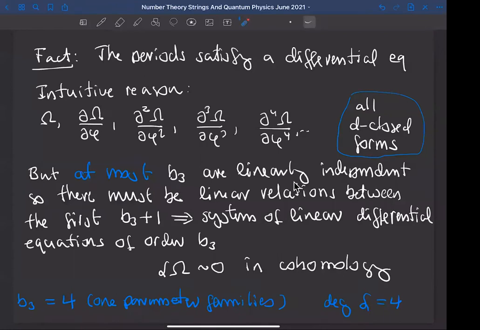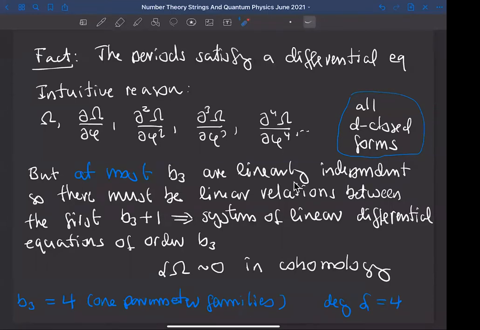But of course, at most b3 are linearly independent. b3 is the third Betti number, the dimension of H3. So only at most b3 of them can be linearly independent. So there must be a relation between the first b3 plus one of them, right? So that means that we have a linear differential equation of order b3. That is reflected in this equation here, where L is some differential operator acting on omega. It has to give you zero in cohomology.